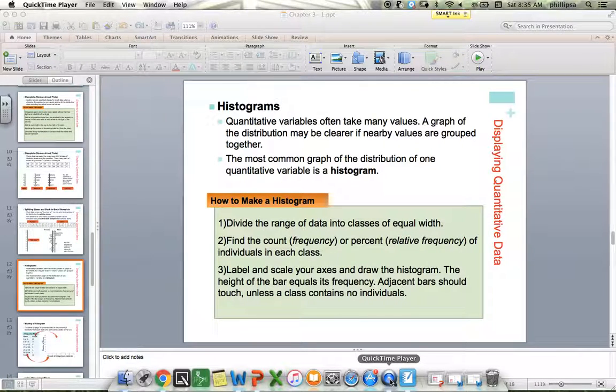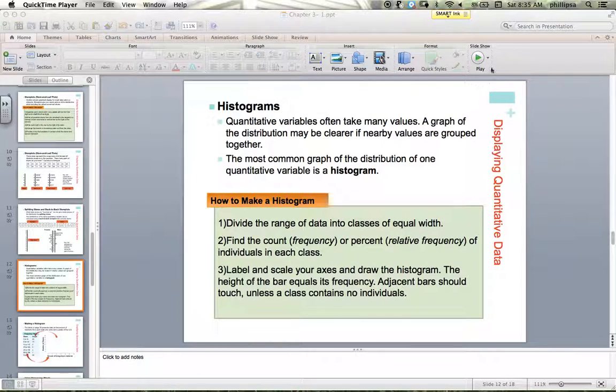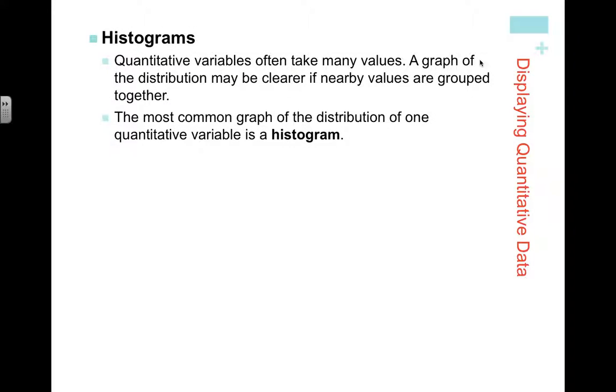Okay, so the last kind of display for quantitative variables that we'll talk about will be a histogram. Also, histograms are probably equally as common for us in this course as dot plots are. So quantitative variables often take many values. A graph of the distribution could be more clear if we group them together.